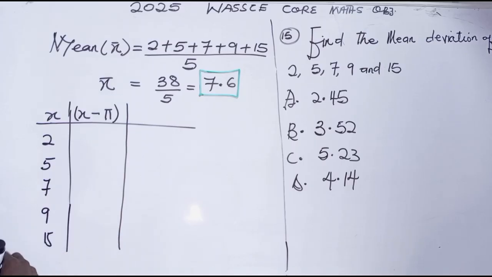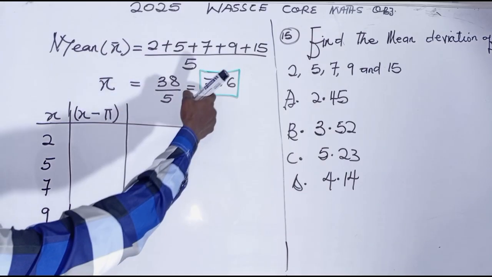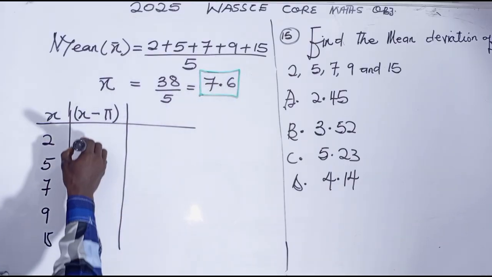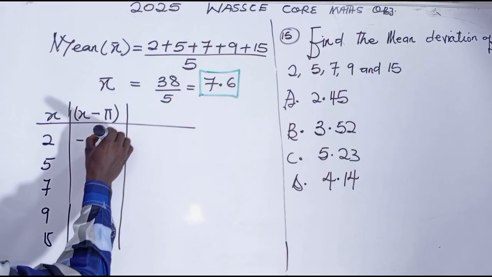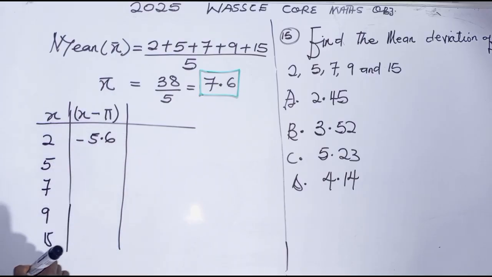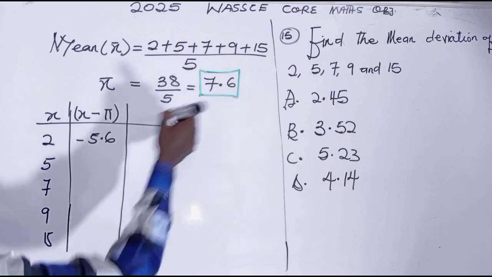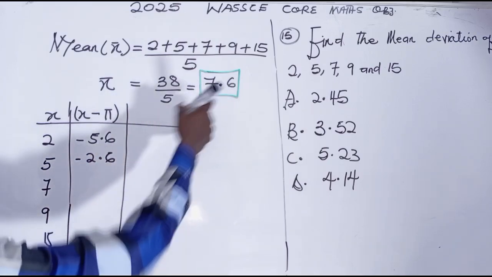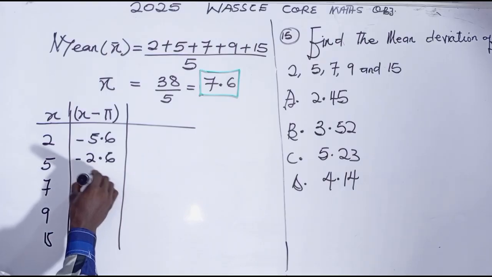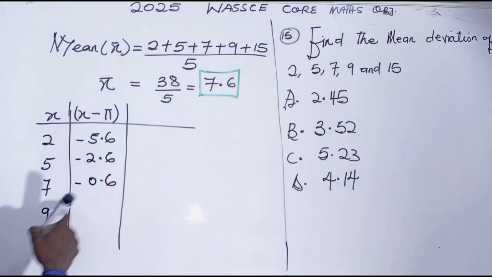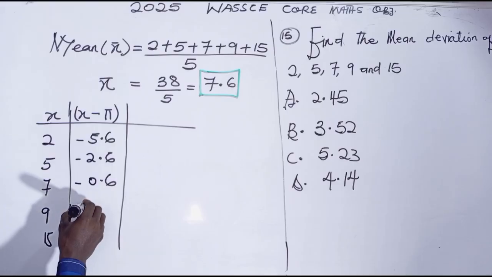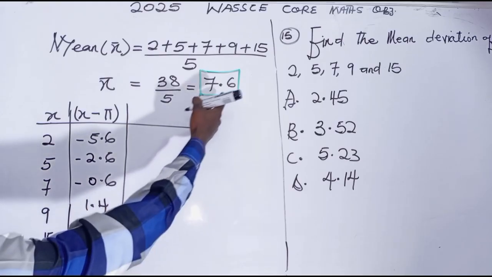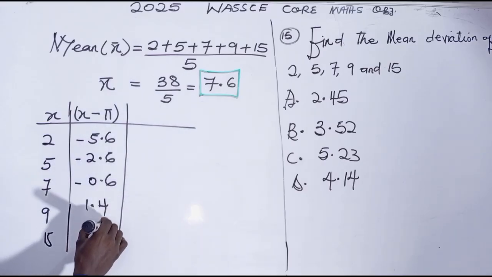So let's do our subtraction. Our mean is 7.6. So 2 minus 7.6 gives us negative 5.6. Then 5 minus 7.6, we get negative 2.6. 7 minus 7.6, we get negative 0.6. 9 minus 7.6, we get 1.4. And then 15 minus 7.6, we get 7.4.